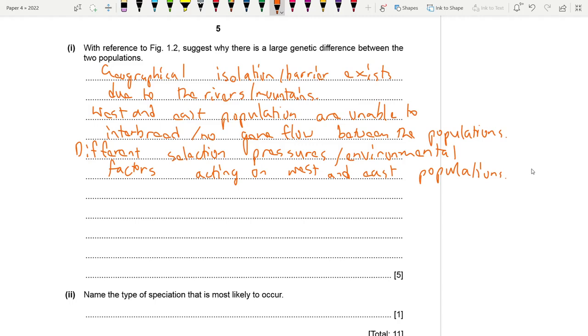So you're going to say that there's no gene flow between the two populations. There are different selection pressures acting on both of them, right? This actually leads to different mutations. What is a mutation? A mutation is a spontaneous change in the base sequence, right? So there are different mutations in west and east populations, right? As a result, different alleles are selected for. Okay, so different alleles are selected for.